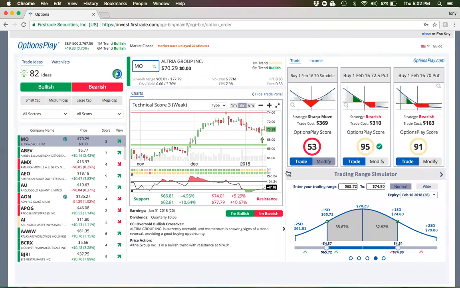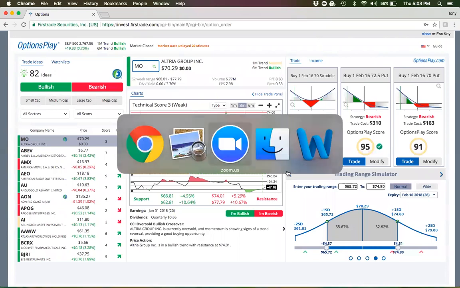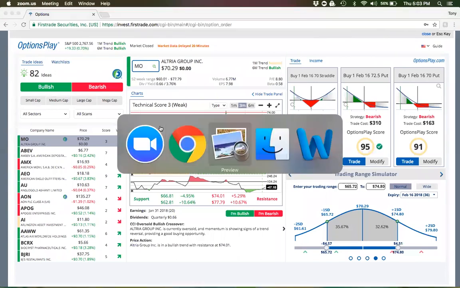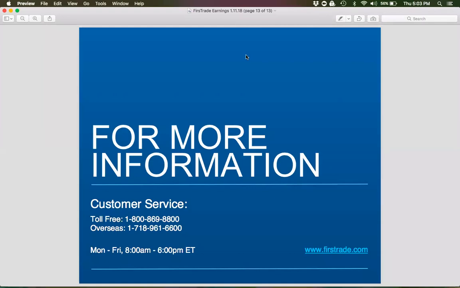I have another question saying, when will there ever be a webinar on how to set up an account to trade options? Is there a mock screen to practice? So please, if you have questions about how to open an account and set things up, please dial the First Trade customer service. They'll be able to help you with that. They'll show you how to set up an account. They'll show you how to do all of those things that you're talking about.